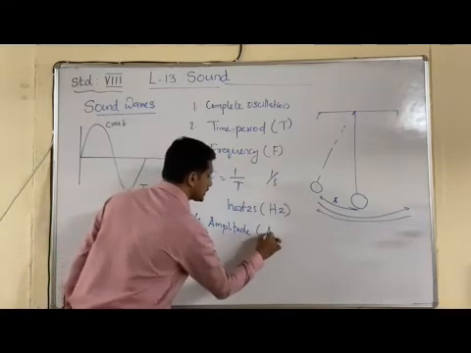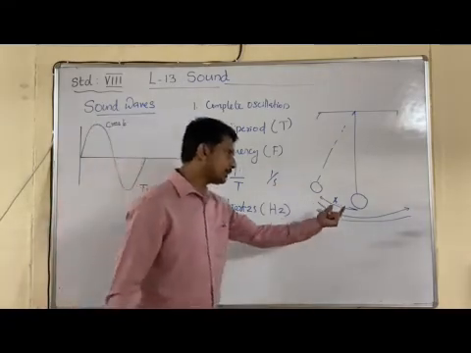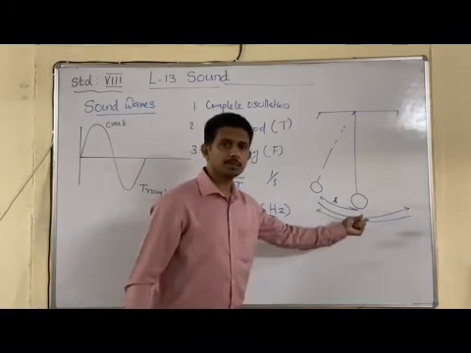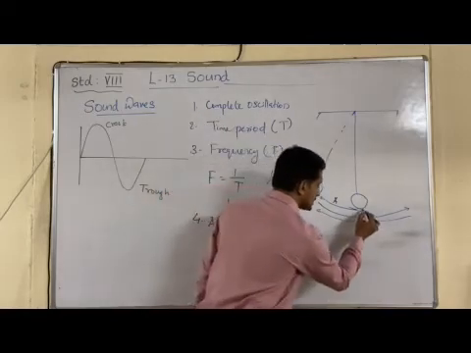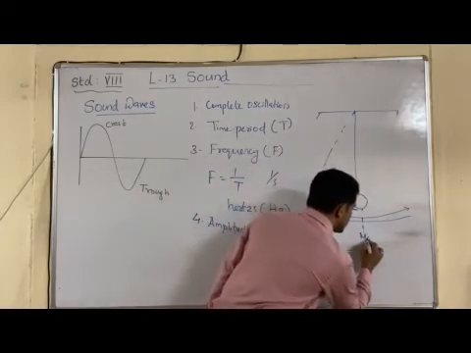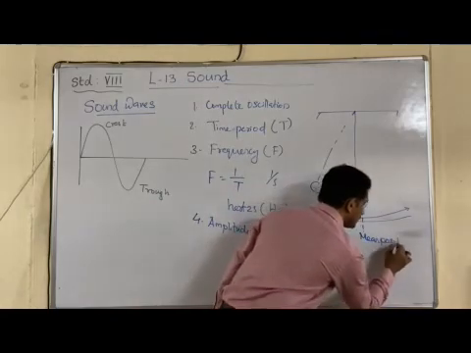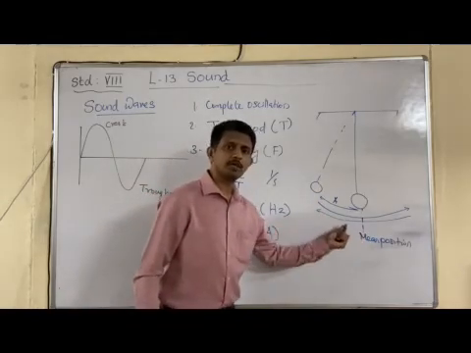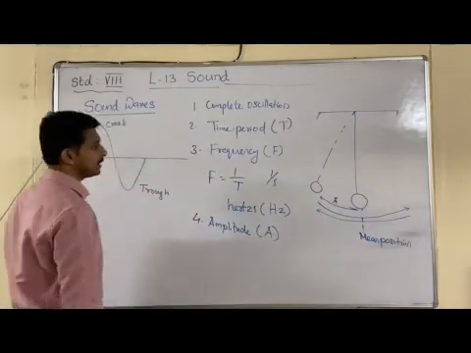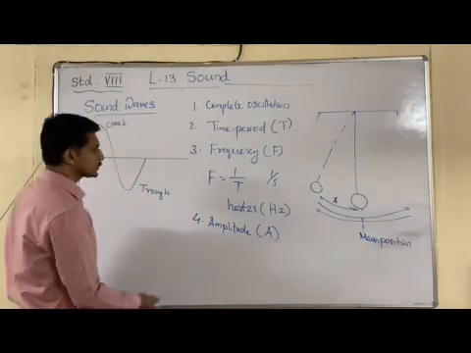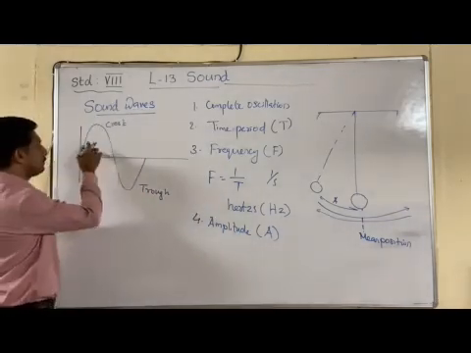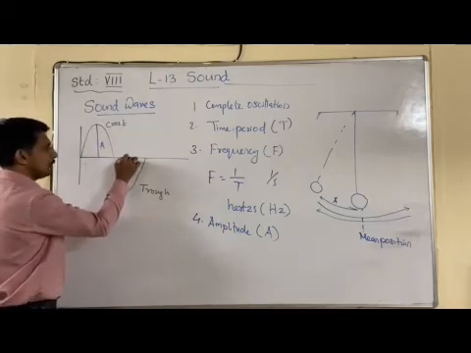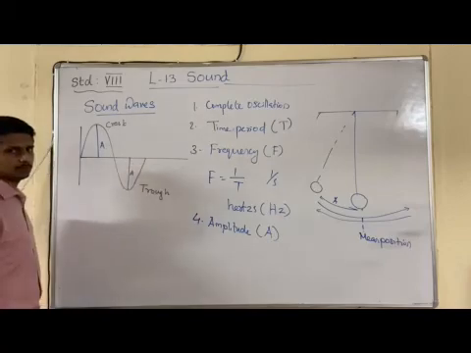Amplitude is represented by A. Amplitude means the maximum displacement of this pendulum from its mean position. This stationary position is known as the mean position of this pendulum. So the maximum displacement of the pendulum from its mean position is known as amplitude, represented by A. We can represent that on this waveform also. This is the maximum displacement of this wave, so this is known as the amplitude of this wave.